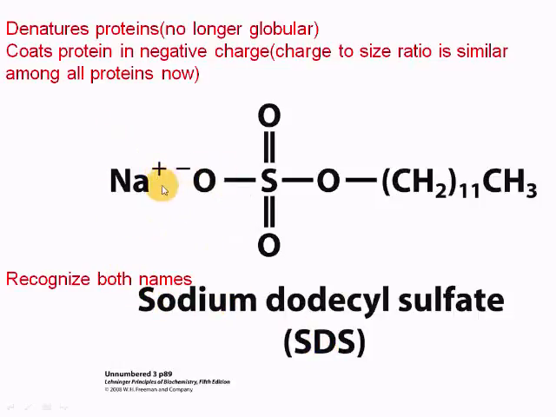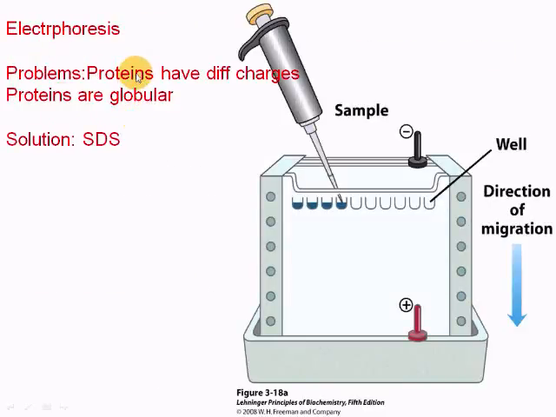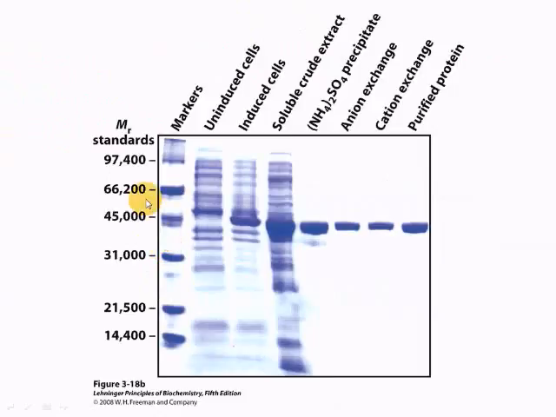And it has a negative charge to it, and SDS is going to coat the protein in negative charge, so that the charge to size ratio is similar among all proteins now. And then it's going to denature proteins so they're no longer globular, so they're going to be straight. And so now you don't have to worry about all these proteins having different charges, because now they have a similar charge, and they're no longer globular, and so they'll all migrate at the same rate. Okay, here's a slide showing what it looks like in the lab.